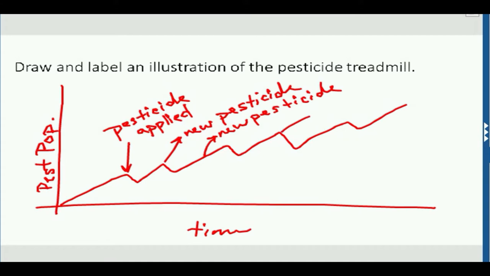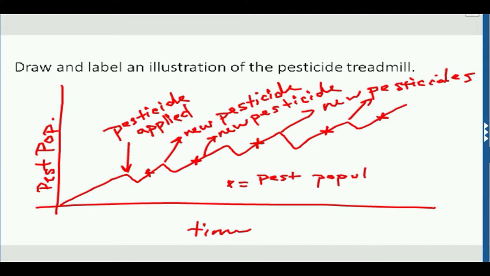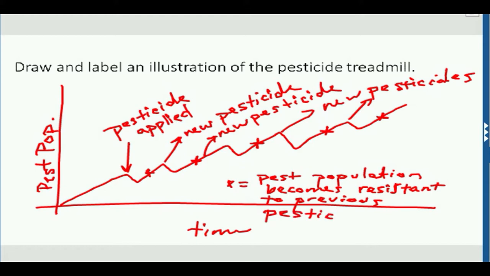We'll use another one. These are both new pesticides. And here, when the pest population starts going up, this is when the pest population starts becoming resistant to the previous pesticide. And that's why they have to get new pesticides over and over and over.